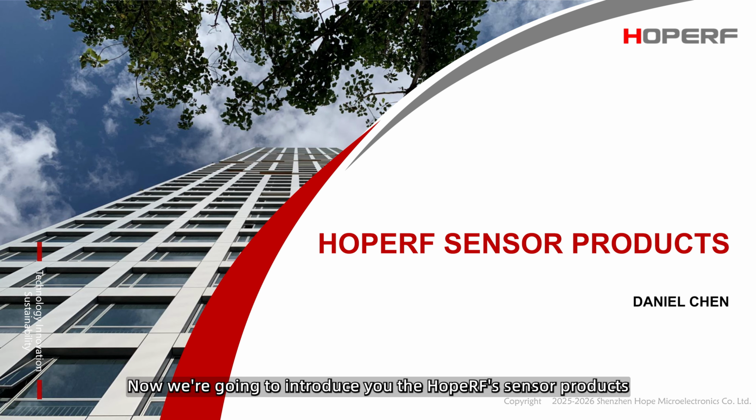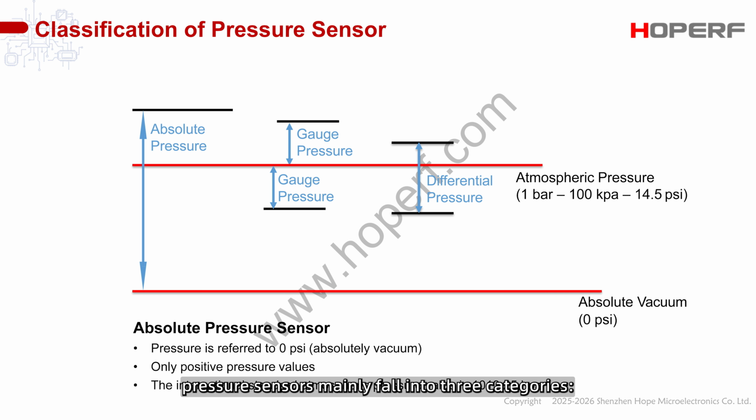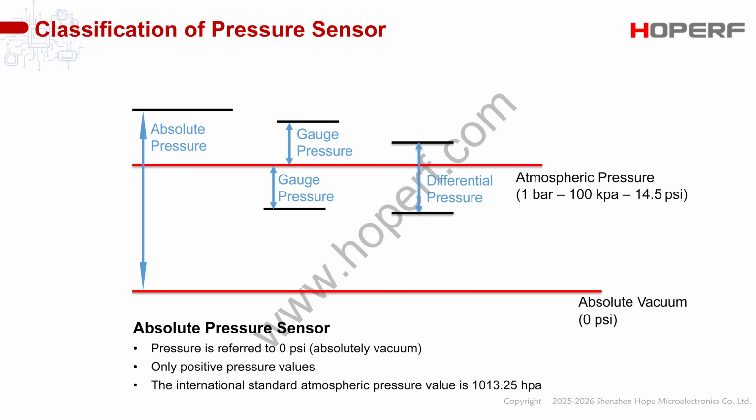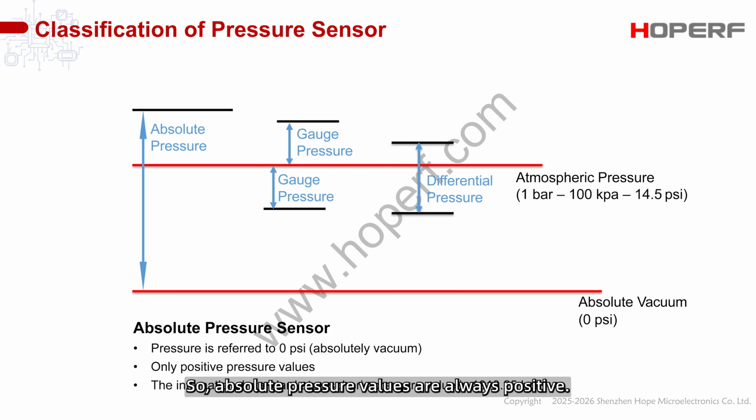Now we're going to introduce you the Hoperf's sensor products. Based on how pressure is measured, pressure sensors mainly fall into three categories: absolute pressure sensors, gauge pressure sensors, and differential pressure sensors. Absolute pressure is measured relative to a perfect vacuum, which is 0 kPa, so absolute pressure values are always positive.